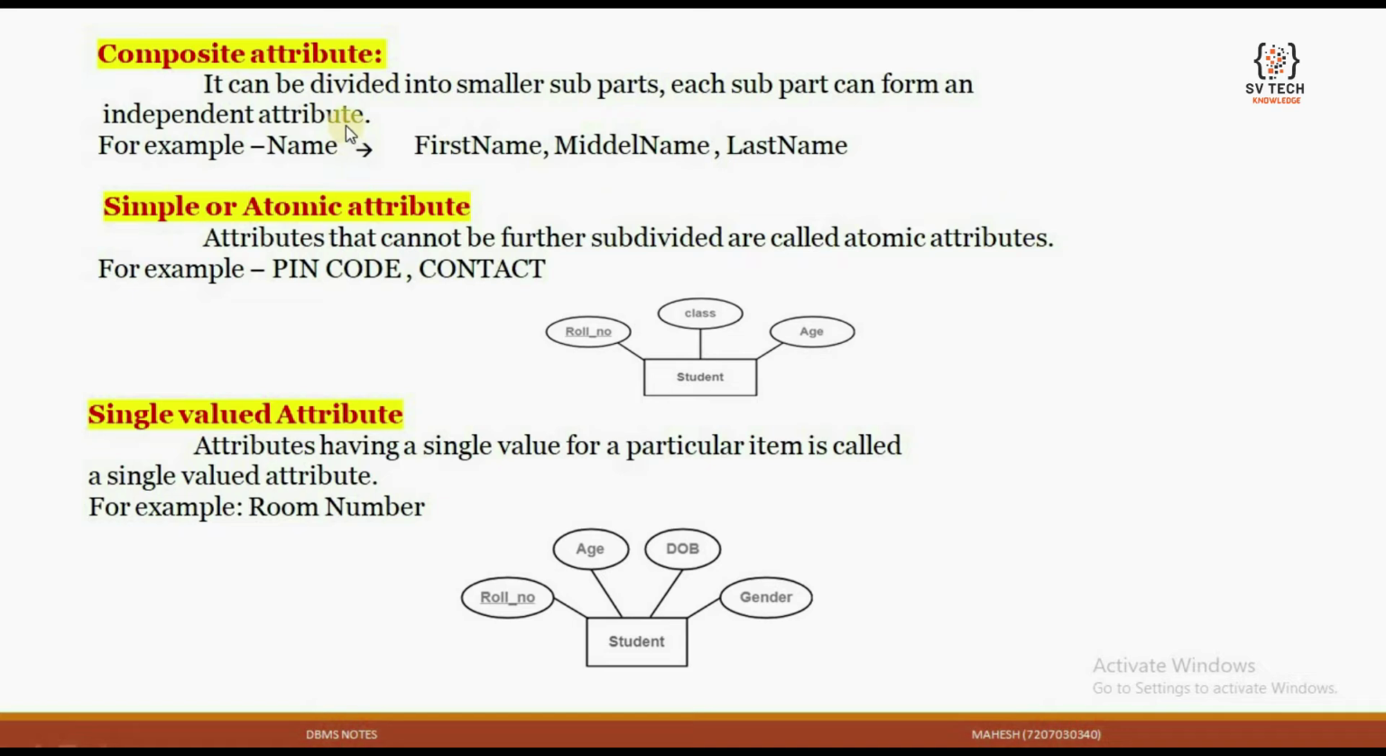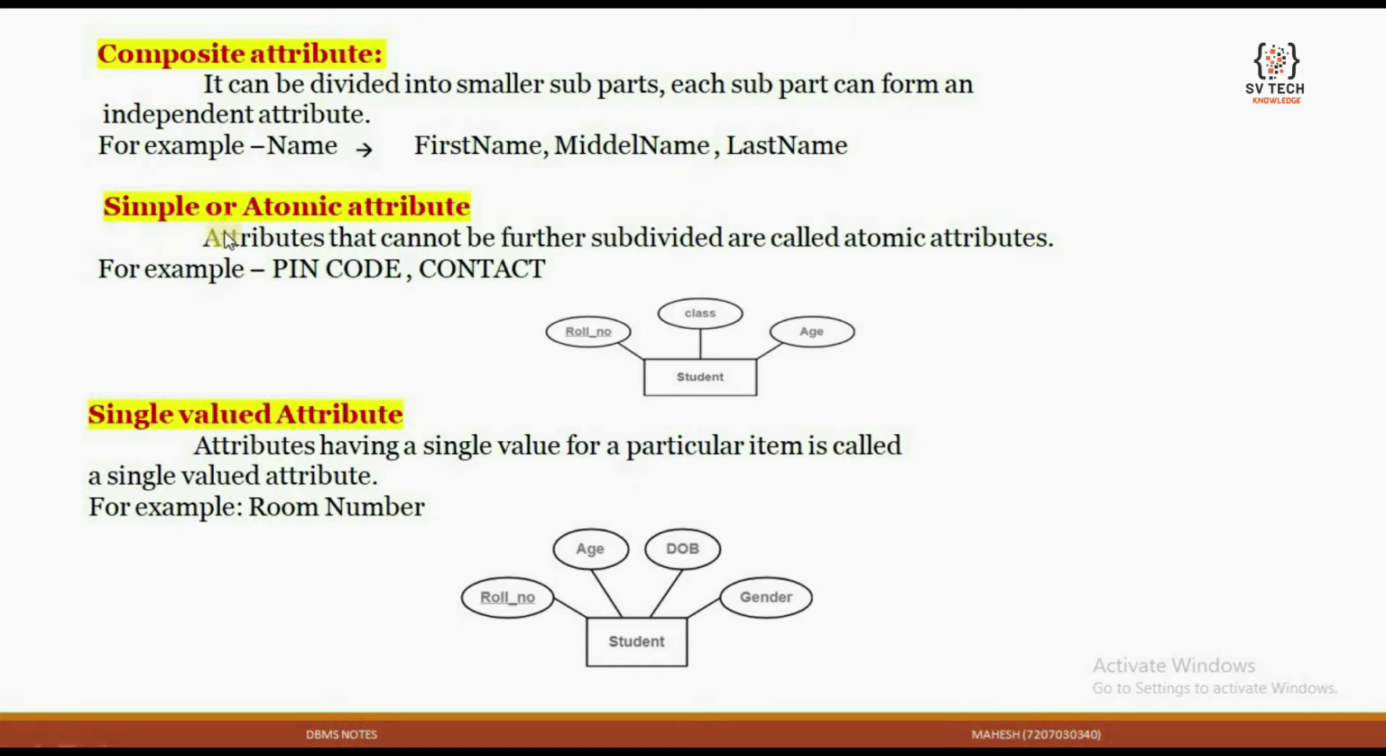For example, if we take name as an attribute, we can divide that name into first name, middle name, and last name, like this. The attribute which can be divided into subparts is known as a composite attribute. We can take another example, address. We can divide it into city, state, pin code, and house number. Like this, if we can divide an attribute into subparts, then it is called a composite attribute.